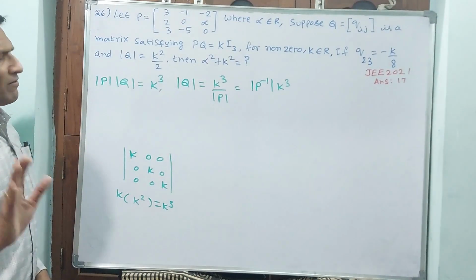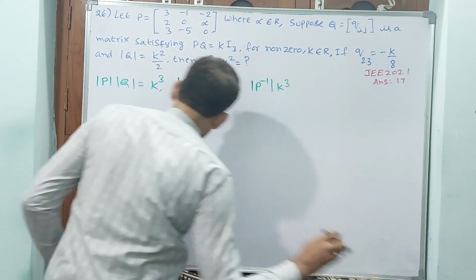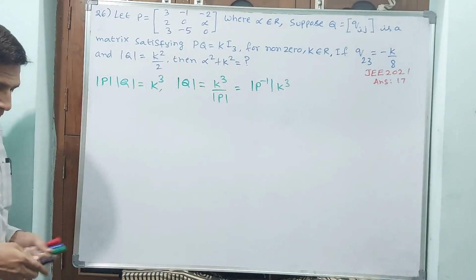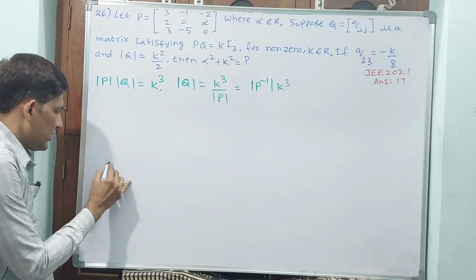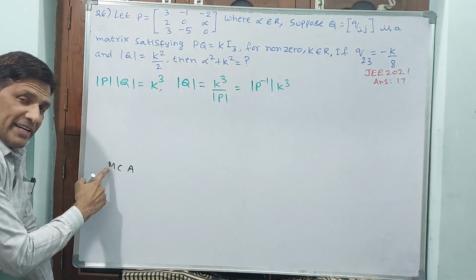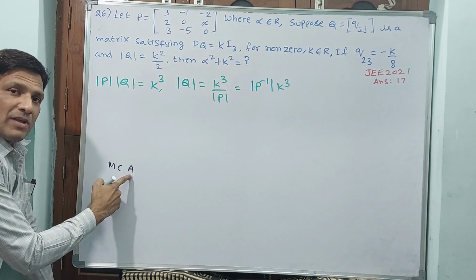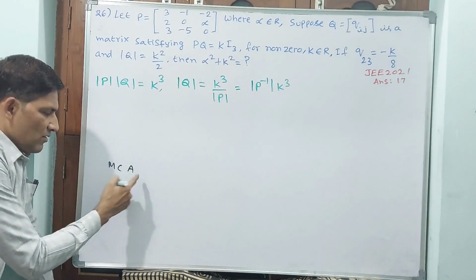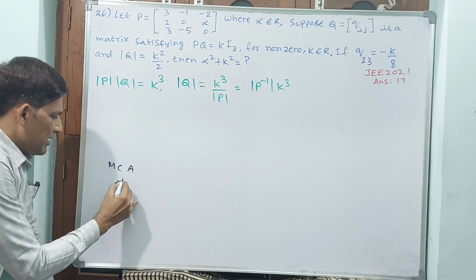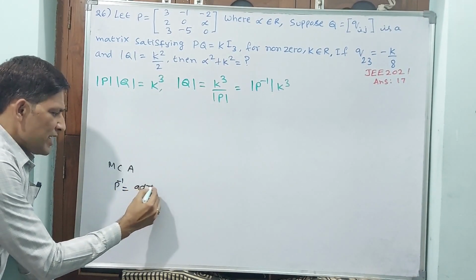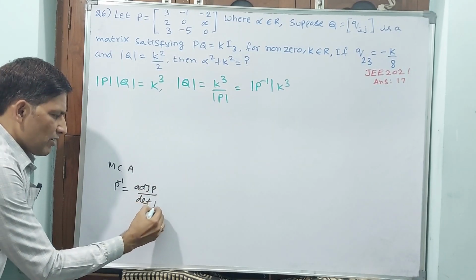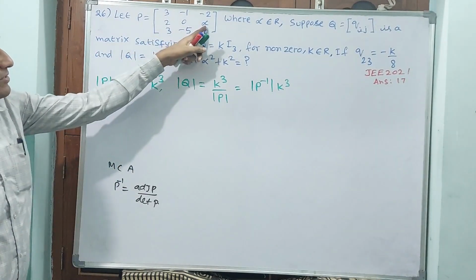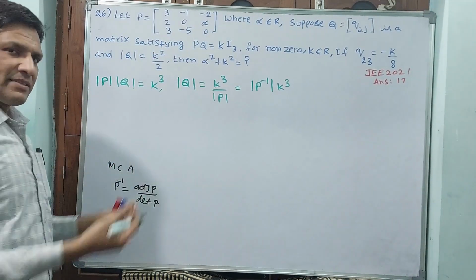Now let us find P inverse first. See, P inverse we can find, that is not a problem. Why? Because keep in mind MCA: minor, cofactor, adjoint. Minor matrix, cofactor matrix, adjoint matrix. Afterwards, P inverse is equal to adjoint of P by determinant of P. That means here determinant you have to know. How are you going to know? Because alpha is there, some equation will come. Let us find this equation.